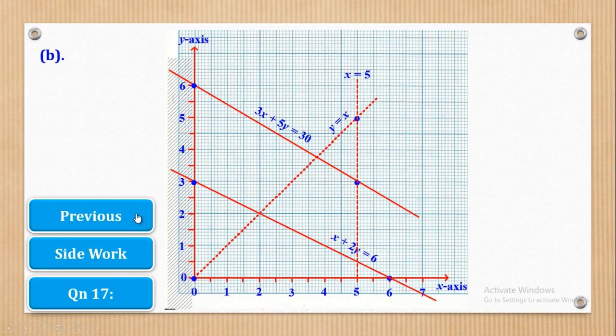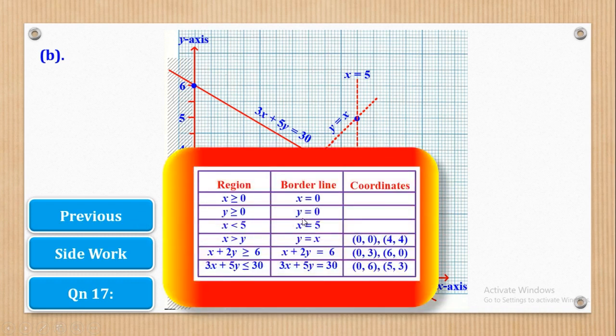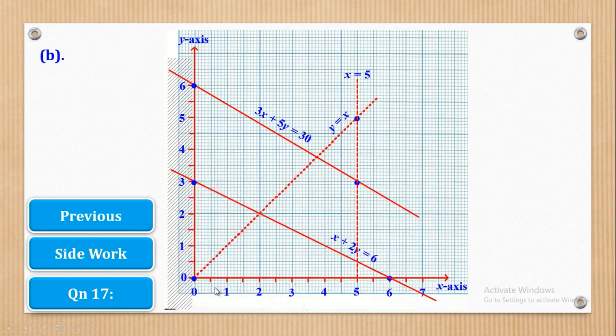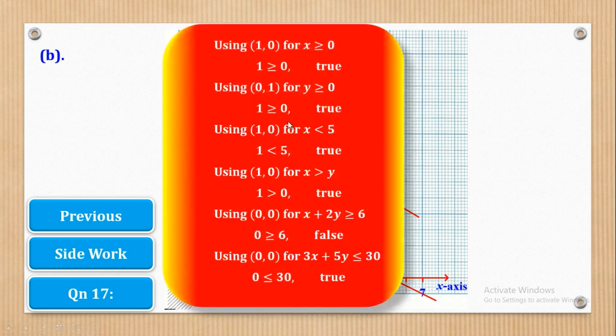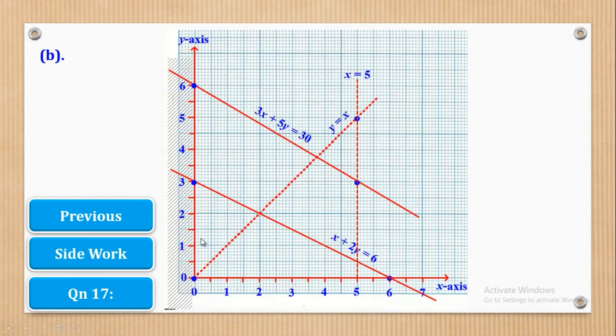Now next will be shading y greater than or equal to 0. This is the line y equal to 0. Therefore, we choose the point either this side or this side. Let's choose the point this side and let it be (0, 1). Using (0, 1) for y greater than or equal to 0, we put 1 where there is y, and get this. It is also true, meaning where you got that point from is the wanted region. Therefore, the unwanted is this side, so let's shade that side like that.